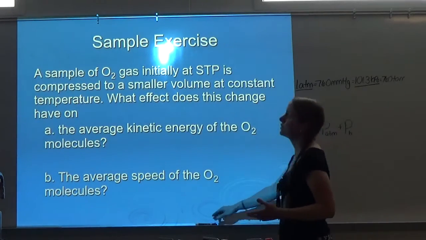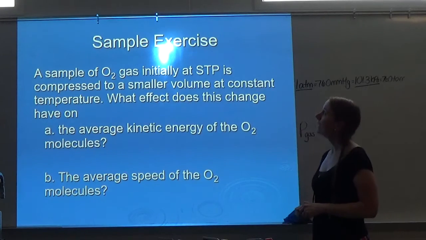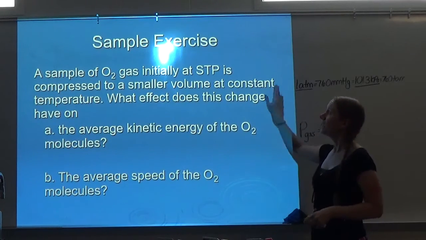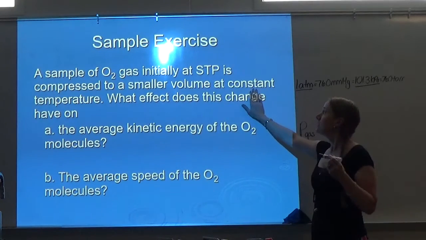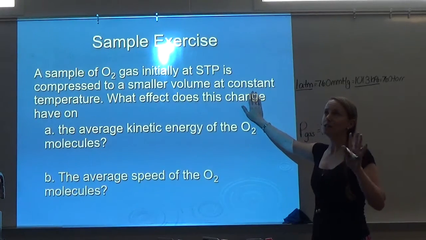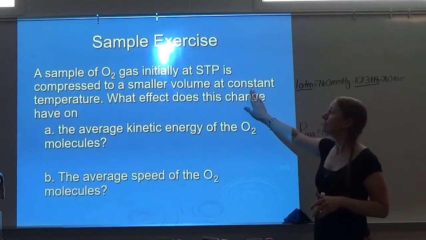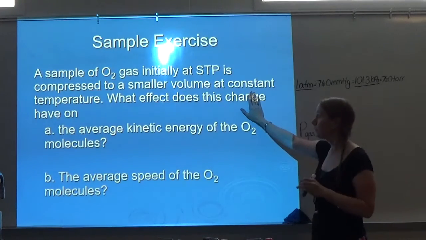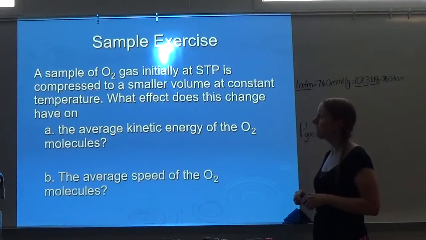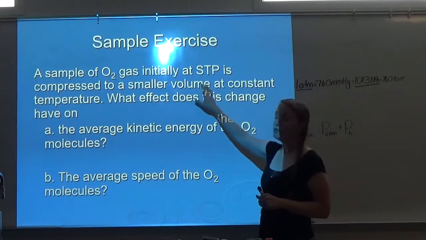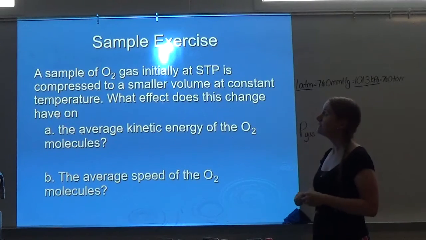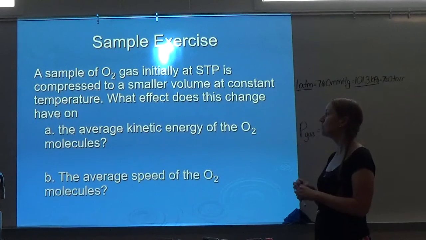So let's look at a question together. It says a sample of O2 gas initially at STP is compressed to a smaller volume at constant temperature. Now sometimes in a regular class, whether something's constant or not is just extra information. In here, when it tells you something's constant, it's usually super important. So it is at constant temperature. What effect does this change have on...? Okay, so we have reduced the volume, but we have kept temperature constant. So what effect does this have on the average kinetic energy of the O2 molecules?